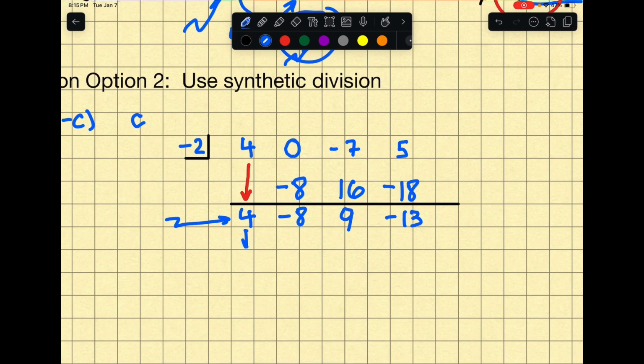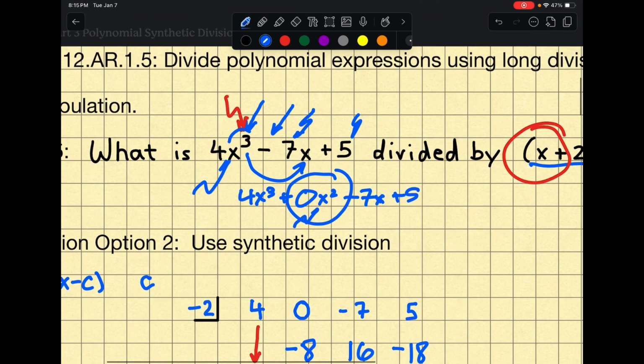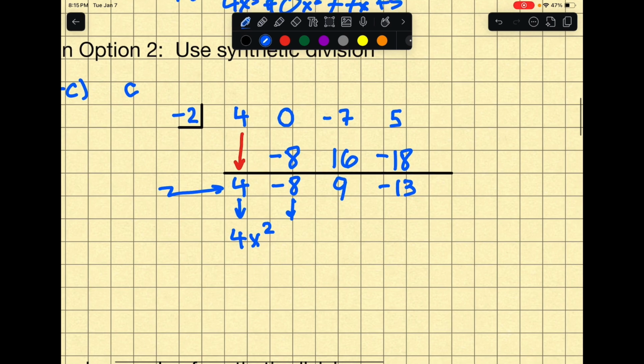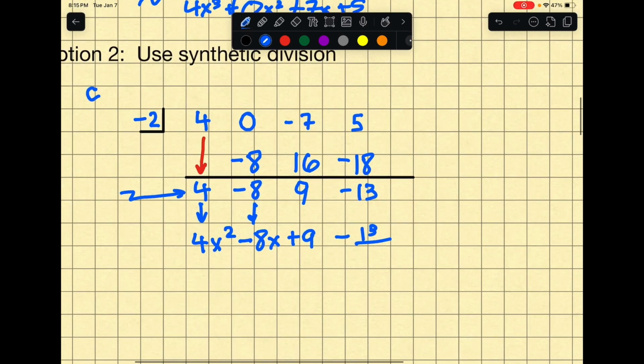So these numbers become your coefficients, and you start with 1 degree less. For example, the first number is going to be 4x squared. And it's squared with a power of 2 because this had a power of 3 and we reduced it by 1. So 4x squared, and then you just go down by 1 power of x, minus 8x plus 9, and then our remainder is negative 13. So minus 13 over, what do we divide this by? x plus 2.